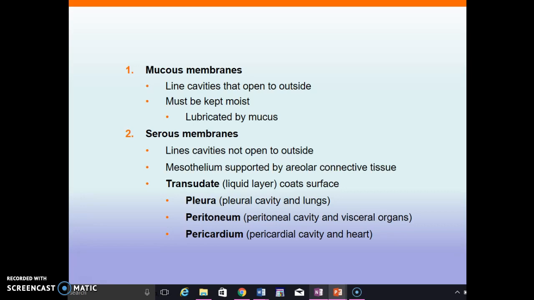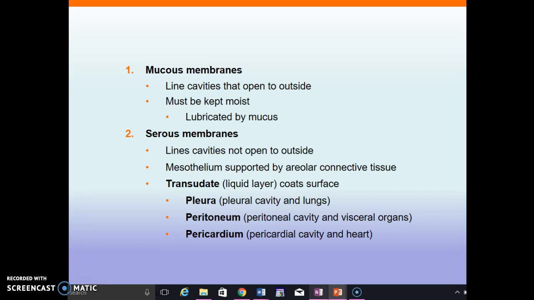Mucous membranes line cavities that open to the outside. They must be kept moist. So think about the openings of your mouth, the openings of your nose, the vagina, the anus, the urethra. All of these are pink, moist tissues that are kept lubricated by mucus.